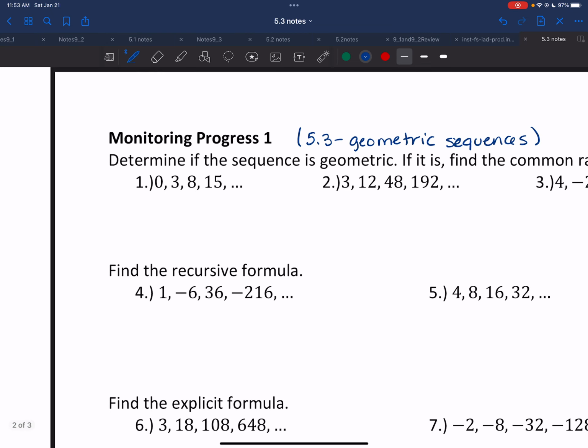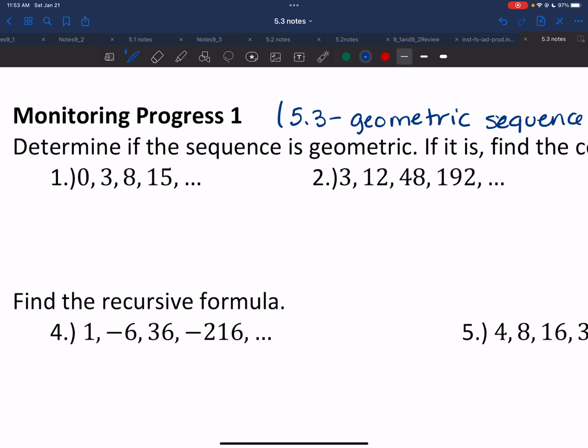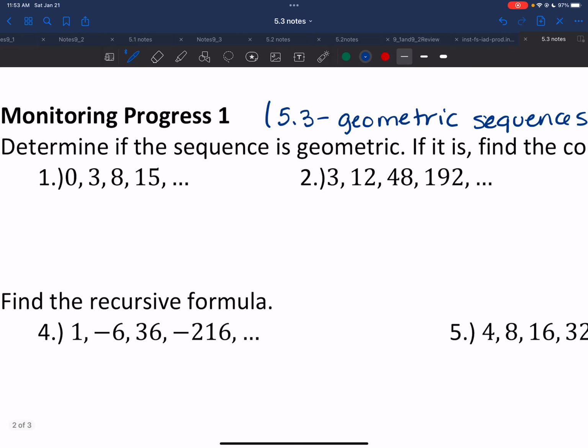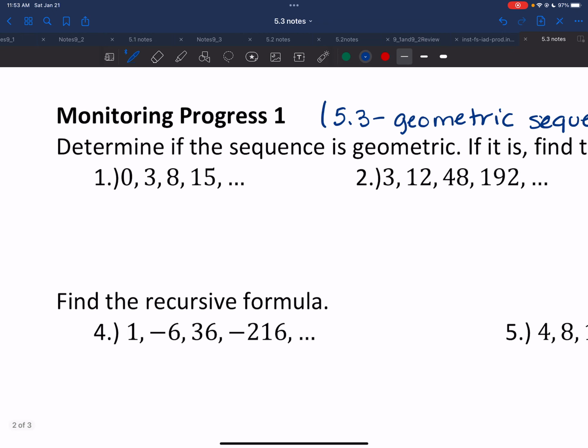Okay, let's take a look at number 1 here. We're determining if the sequence is geometric or not, and if it is, we're to find the common ratio. On this first one, if I do 3 divided by 0, that gives me an undefined term, so I can't really use that one. If I do 8 divided by 3, I get just a little bit over 2. If I do 15 divided by 8, I get just a little bit under 2. So that ratio is not the same, so I can say, no, that is not a geometric sequence, and therefore we don't have a common ratio.